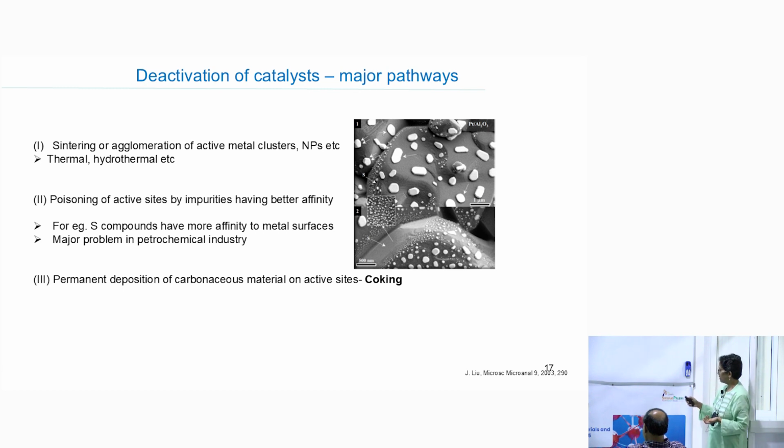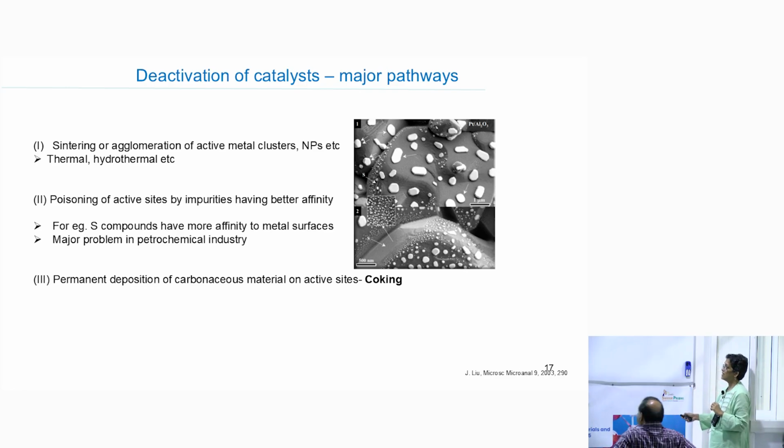Some of the mechanisms: one is sintering or agglomeration of active metal clusters, nanoparticles, etc. And they can be under thermal or even hydrothermal conditions. You have a little bit of steam in most of the industrial processes, because it prevents coking, which we will come to later. So under hydrothermal conditions, these particles can also change their shape and size.